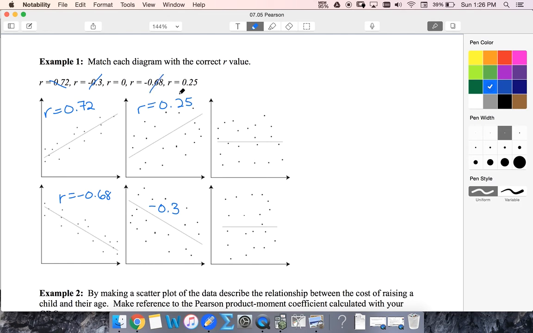Okay, and now I see no correlation at all and barely slightly positive. In fact, this number we've already used. Okay, so I've only got one number left for no correlation, and that's both of those. These diagrams show no correlation at all.